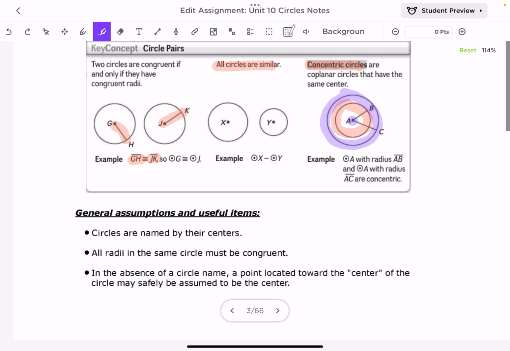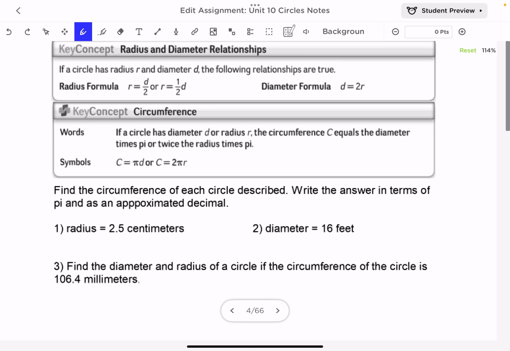Okay, so I already said this because I forgot that it said it here, but circles are named by their center. So that last circle we just saw would be circle A. All radii in the same circle must be congruent. So that's pretty obvious, right? If you have a circle, all the radii in that circle are going to be the same length. That's what that's saying. And then if there isn't a circle name, a point located towards the center of the circle, you can assume that that is the center. And you'll be able to tell when it is and when it isn't, so don't worry too much about that. All right, let's talk a little bit more about this radius and diameter relationship.